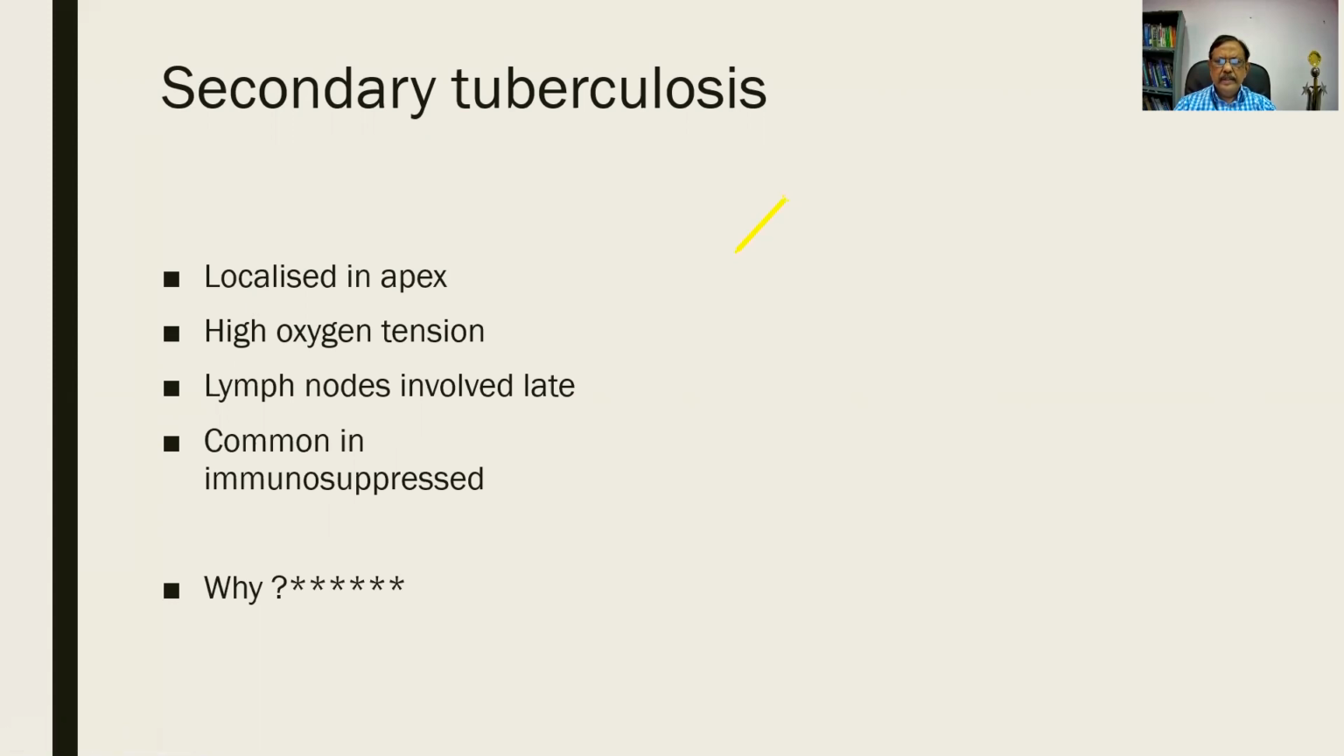It is located in the apex, and there is a high oxygen tension, as a result of which the organism gets localized in the apex of the lung. The lymph nodes are involved in secondary tuberculosis, but much later. And it is common in a patient who is immunocompromised. The common question will be, why does it occur in the apex?